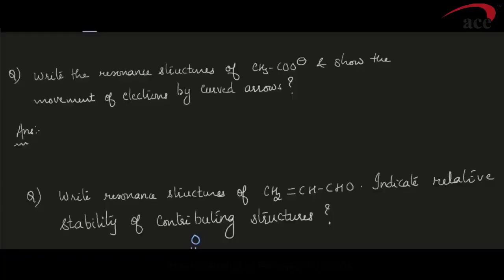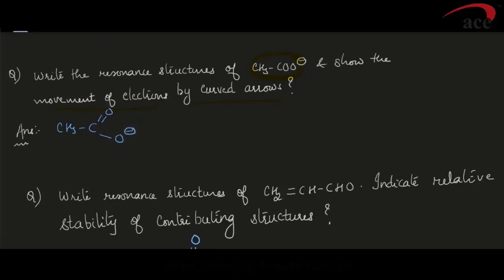Students, let us consider some exercises related to resonance. The first question is: write down the resonance structures of CH3COO minus, the acetate ion, and show the movement of electrons by curved arrows. Now, acetate ion can be represented as CH3C, double bond O and single bond O minus.